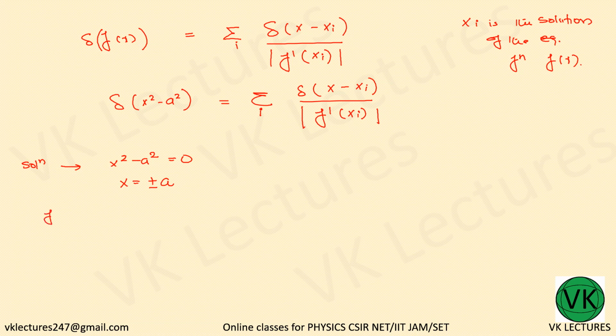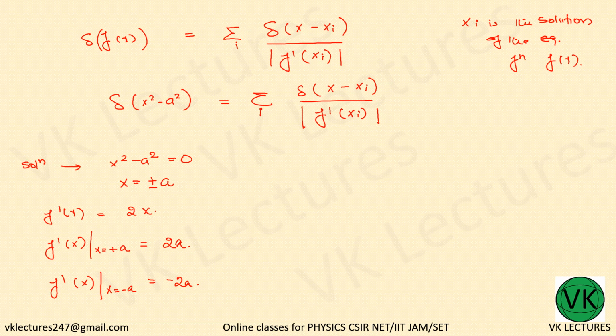So now the next thing is I want to find out, this is f of x, so f dash of x will be equal to 2x. Okay, so f dash of x at x equal to plus a will be equal to 2a. Now f dash of x at x equal to minus a will be equal to minus 2a. I have found the first derivative of the function at x equal to a and x equal to minus a.